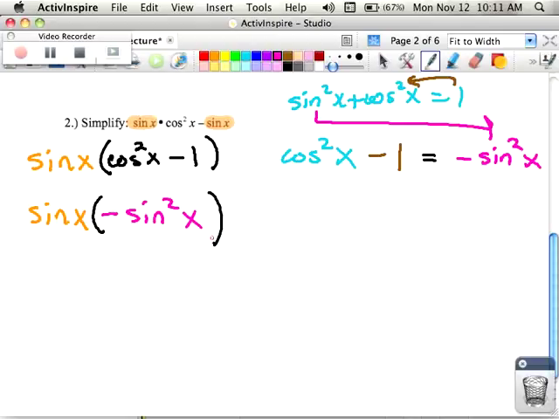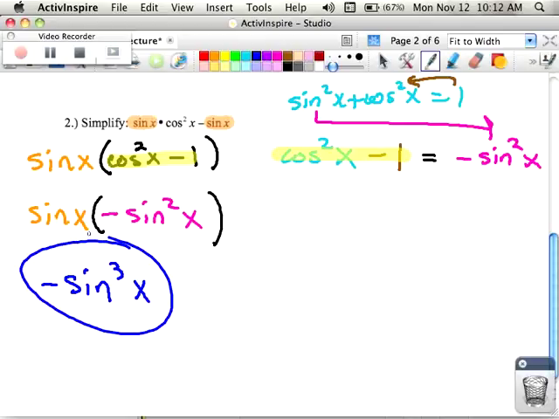Do you see it? Here, let me help you. The cosine squared of x minus 1 is negative sine squared x. Which means that when I simplify, I get negative sine cubed.